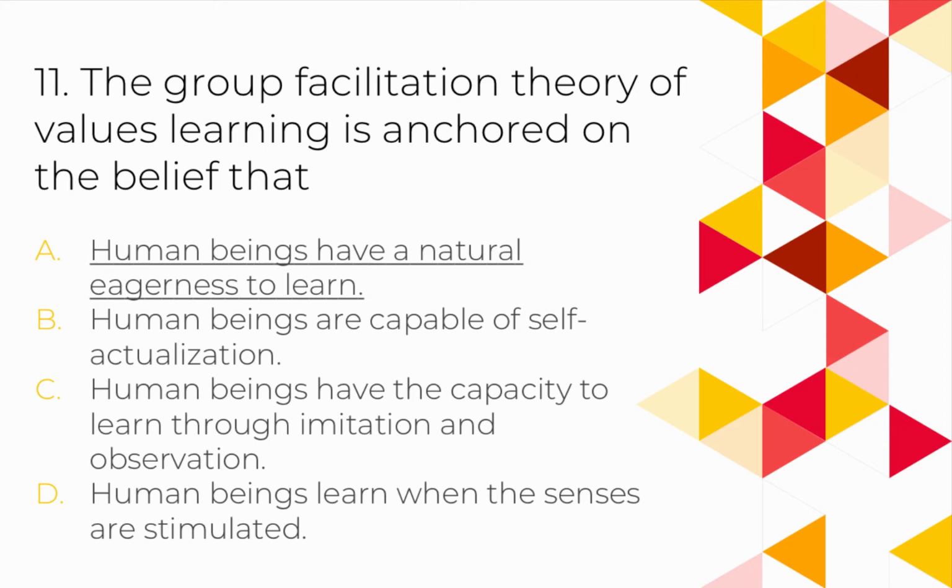Option B is a belief of Abraham Maslow, who is a major proponent of the values clarification approach: self-actualization. Option C is a belief of Albert Bandura in his observational or social learning theory, which characterizes the values inculcation approach. And option D sounds like an empiricist belief that states that knowledge comes primarily from sensory experience. Very empiricist. So number 11 is letter A. Number 12.